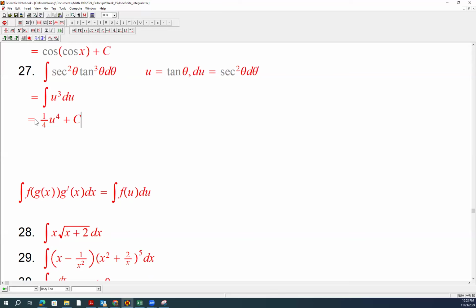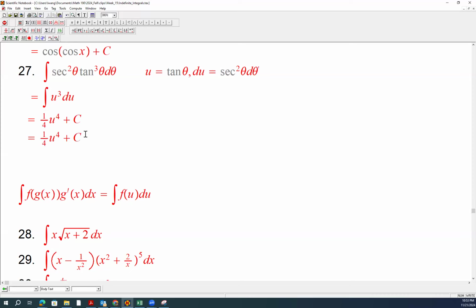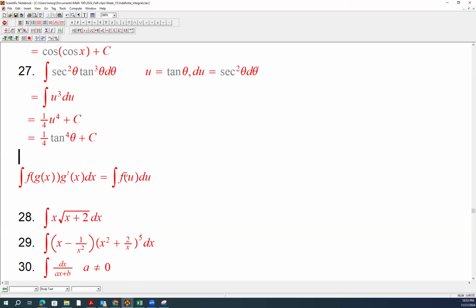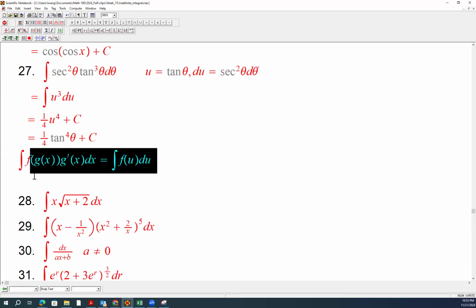Last but not least, the answer would be tangent theta, substituting u. And bring the theta over here. So we write it the way that we would typically write it.